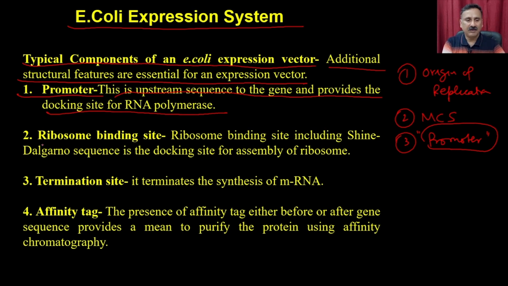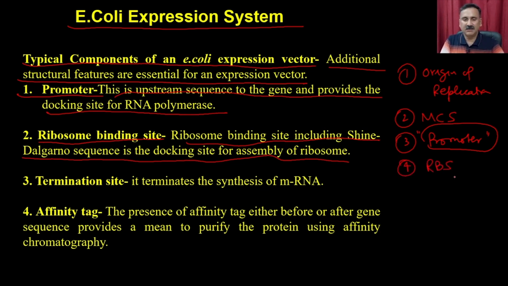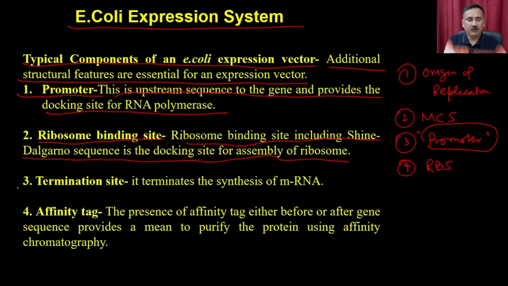Then you also require the ribosome binding site. The ribosome binding site includes the Shine-Dalgarno sequences, and it is a docking site for the assembly of ribosomes. So, you also require the RBS, and it is very important for the binding of the ribosome so that it can initiate the translation. Then you also require the termination site, which terminates the synthesis of the messenger RNA.